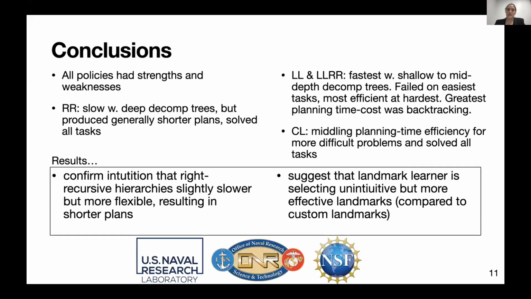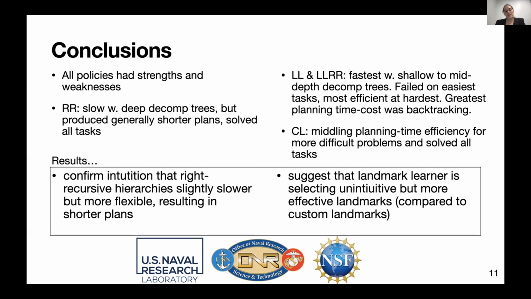In conclusion, all the policies we looked at, all the possible structures, had their strengths and weaknesses. The RR policy was slow, but produced shorter plans and solved all tasks, whereas LL and LLRR were faster, particularly for harder problems, but failed on easier ones. And CL performed well for easier problems and solved all problems, but started to slow down for harder problems.